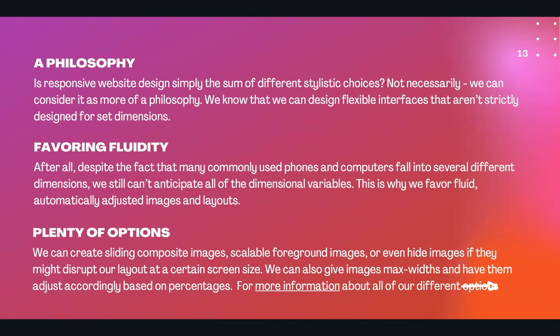And like you could see in some of the previous components that we've discussed, you have plenty of options. We can create things like sliding composite images, scalable foreground images, or even just hide images if they're going to disrupt our layout at a certain screen size. And we can also give max widths and have them adjust accordingly based on percentages. And then if you want to learn even more information about the different options, you can just click on this link.